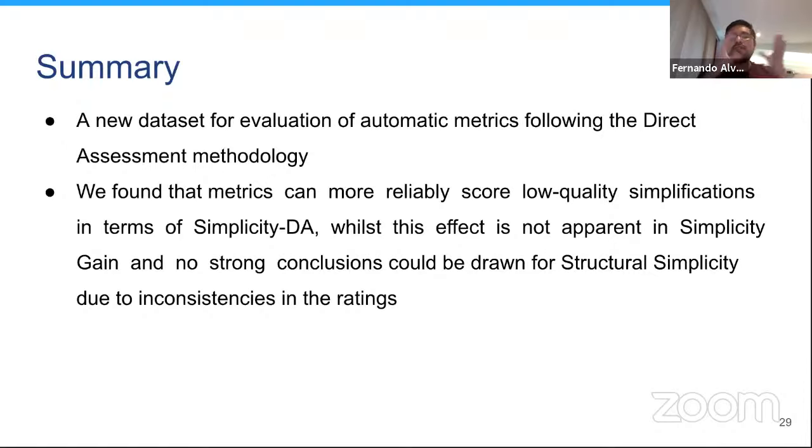So, a summary of this second part: we developed a new data set for evaluation of automatic metrics following the direct assessment methodology. And we found that metrics can be probably more reliable to score low-quality simplifications in terms of simplicity DA, but this effect doesn't really happen in simplicity gain and structural simplicity. And more importantly, the metrics that we normally use in simplification, which are SARI and SAMSA, do not seem to be reliable for any of the qualities that we're trying to measure. So more or less the same conclusion as in the first part. We need better metrics. So if you're into developing metrics and evaluation, please help us in simplification to develop better metrics for our case.